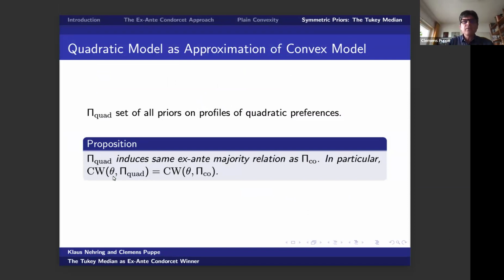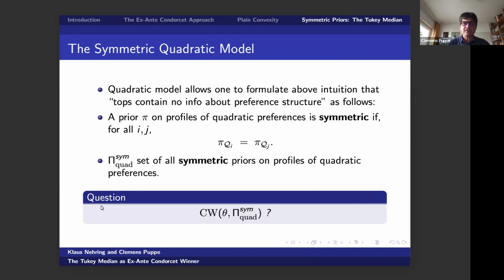First, we note the following. Quadratic model as approximation of convex model. The quadratic model, if you assume that the social evaluator believes all preferences to be quadratic, then this has exactly the same ex ante majority relation as if you believe they are convex in general. So we don't lose anything here. But of course, we also do not gain anything, right? We still have the result that plurality rule are the ex ante Condorcet winners, right? But now comes the symmetry assumption. Now, this is the second most important slide.